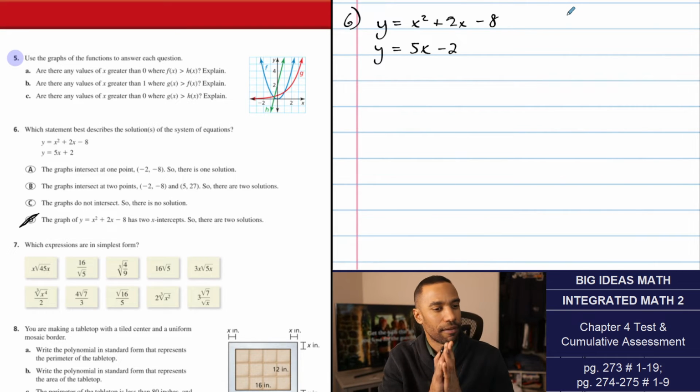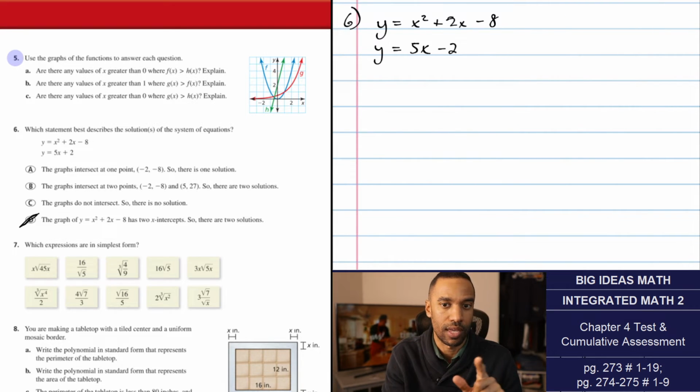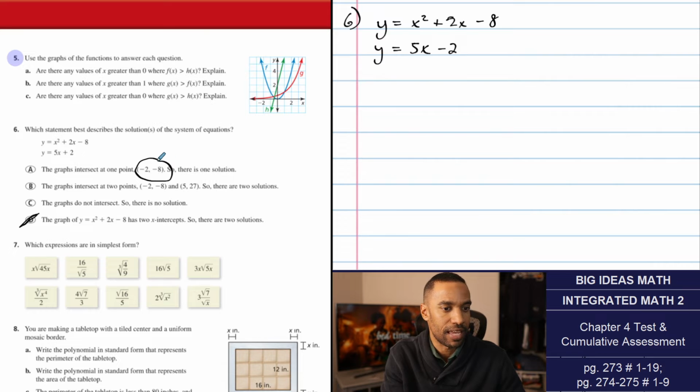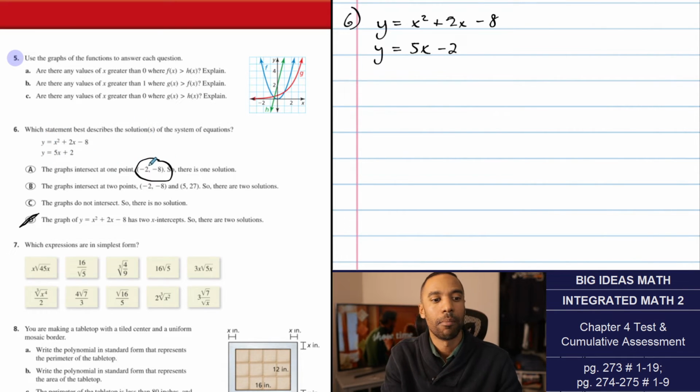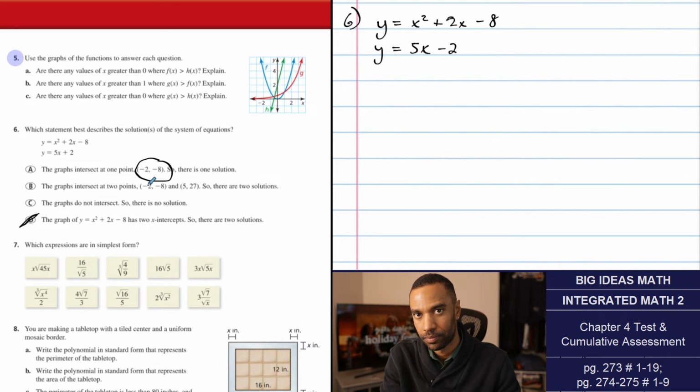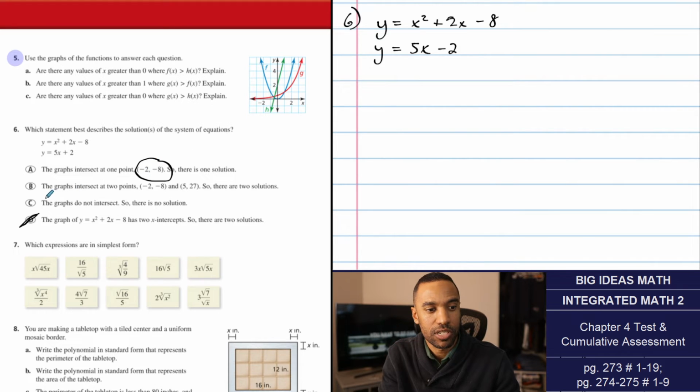Now, you don't have to do this, but you could substitute (-2, -8) into both of these equations and see if you get true statements. That means A is on the table, but that also means B is on the table. If A and B are on the table, that means C is out. If A is off the table, that means C is the only answer. So you could do that.